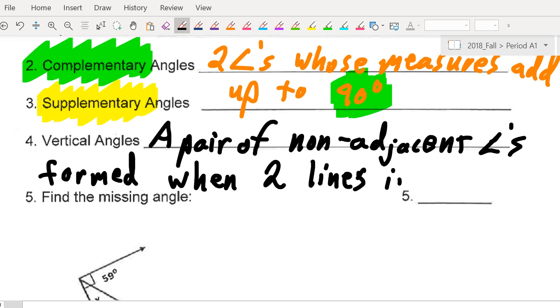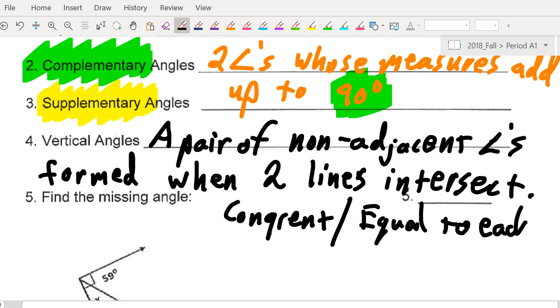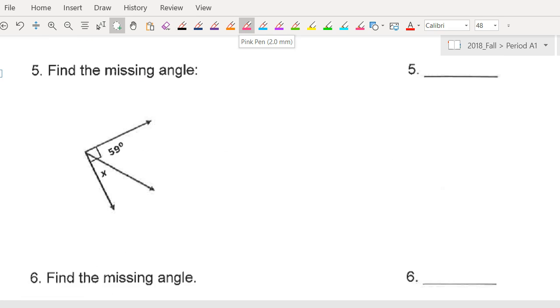Right. Now, you have to know that they are equal to each other. But in geometry, we don't use the word equal, we say congruent. So congruent or equal to each other. To each other. Okay, there we go.